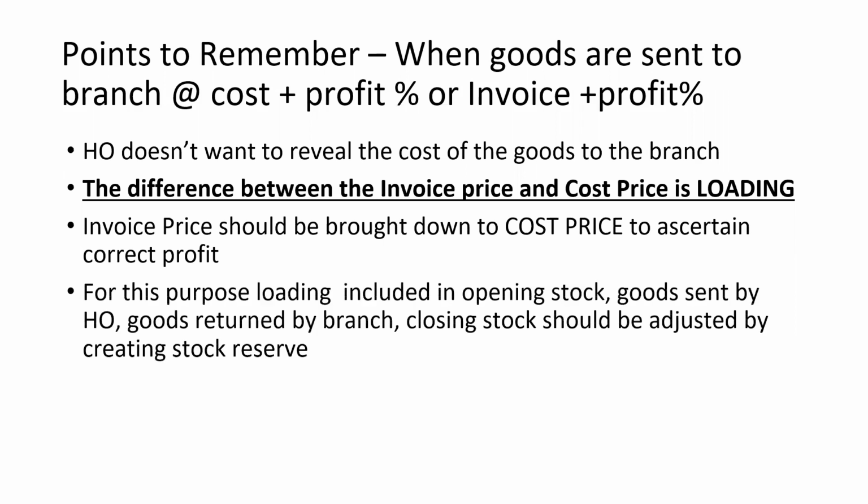I will be doing one more method, that is cost plus profit. I will be repeating the same information there, but the problems and the steps will be different. The way they're treating the transaction will be different. That you will come to know when we are doing the problem. So we are supposed to do it for opening stock, goods sent by head office, goods returned by the branch, and closing stock, to be adjusted by creating a stock reserve.